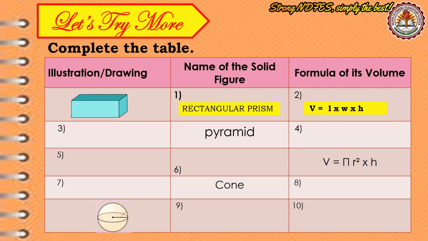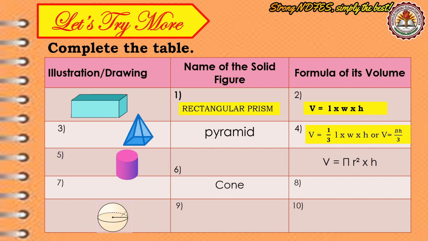Let us have number 3. How will you show the illustration or drawing of a pyramid? Very good! What about the formula of its volume? That's right! Volume is equal to 1/3 times length times width times height, or volume is equal to area of the base times height divided by 3. Let us have number 5. Amazing! You are correct.